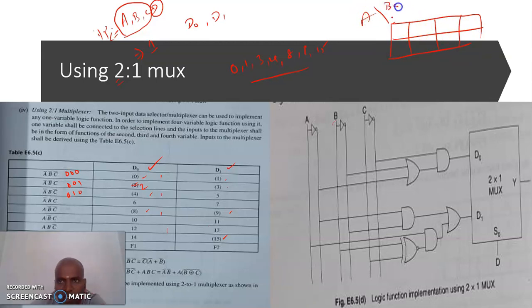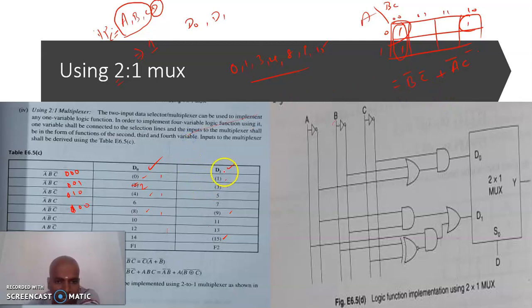This is A, B, C, with 0, 0, 0, 1, 1, 1, 1, 0, 0, 1. Which are all the places where values are 1? 000, 001, 011. Sorry, 100. At 100 the value is 1. So we can make these two one pair, and this one another pair. The expression for this is B bar C bar plus A bar C bar. This is the expression for the first, D0.